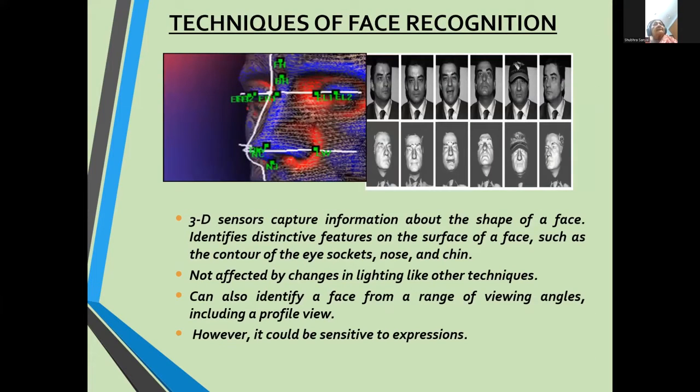Next, 3D sensors capture information about the shape of a face. It identifies distinctive features on the surface of a face, such as the contours of the eye sockets, nose, and chin. It is not affected by changes in lighting, unlike other techniques. It can also identify a face from a range of viewing angles, including a profile view. However, it is sensitive to expressions.